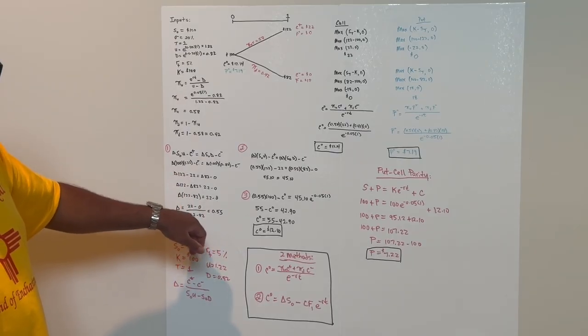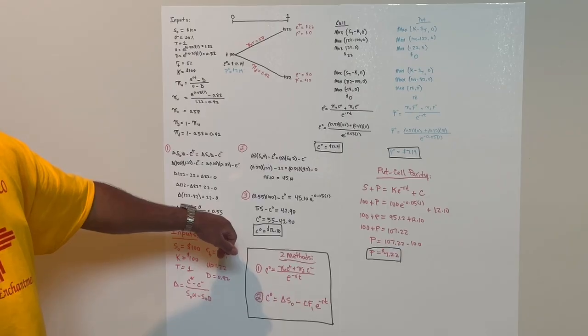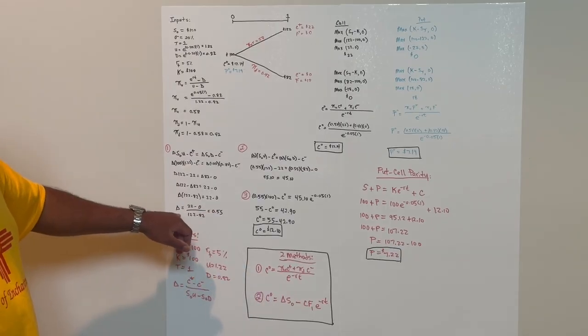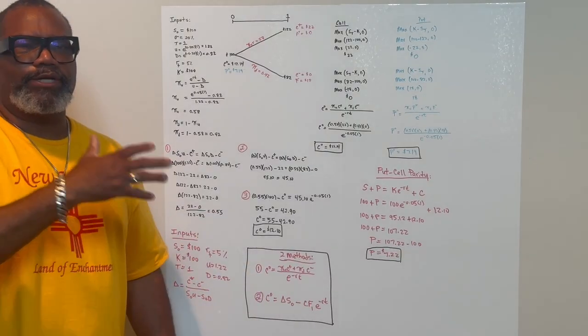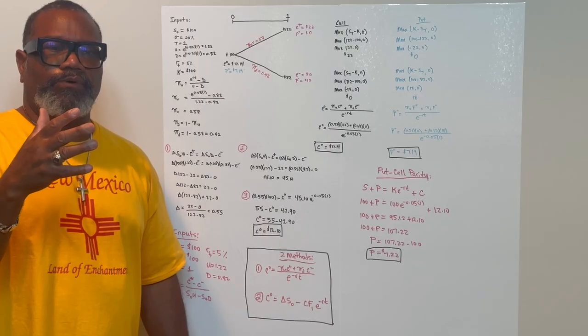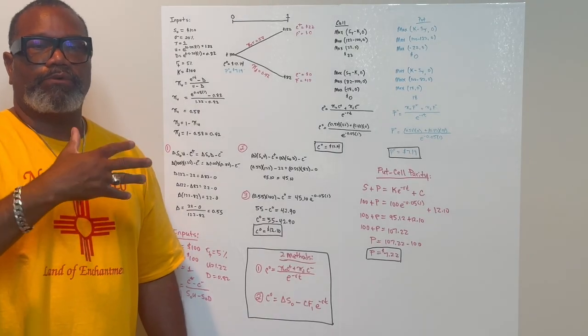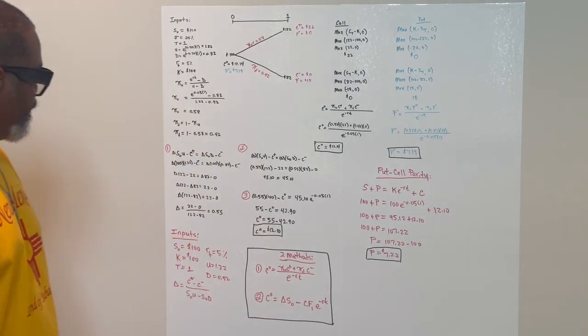And then we go through the algebra here and we solve for the delta, and you can see the delta is equal to 0.55. And what that means is that for every dollar that the price of the stock moves, the value of the call option will change by 55 cents.